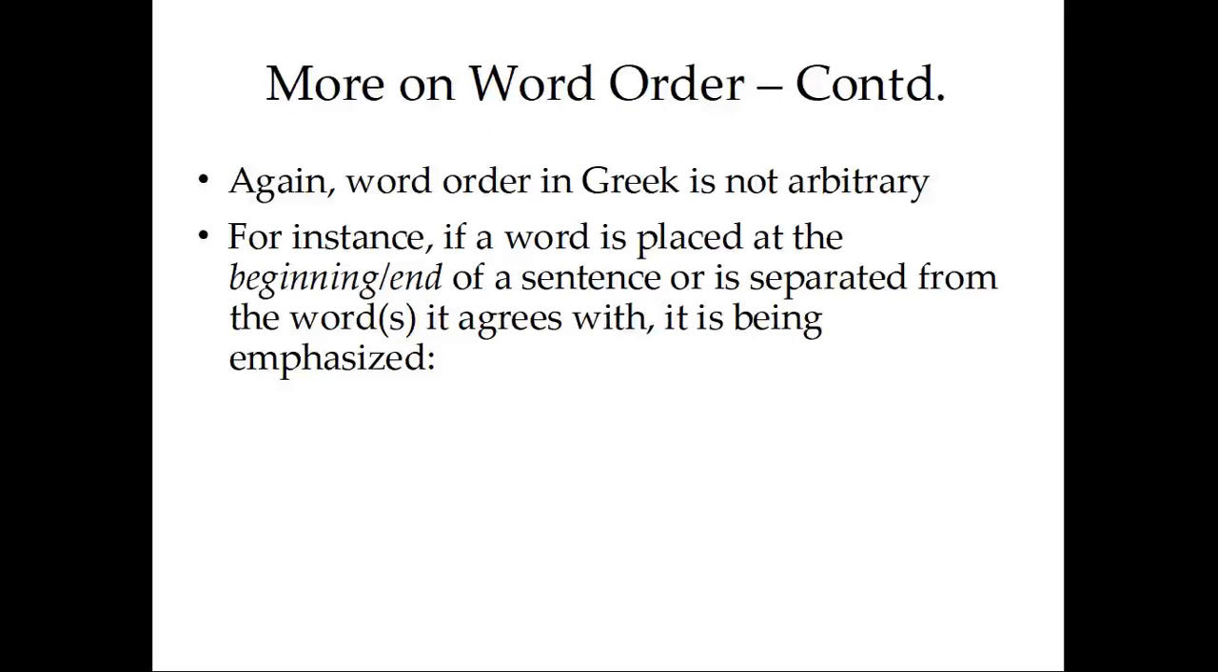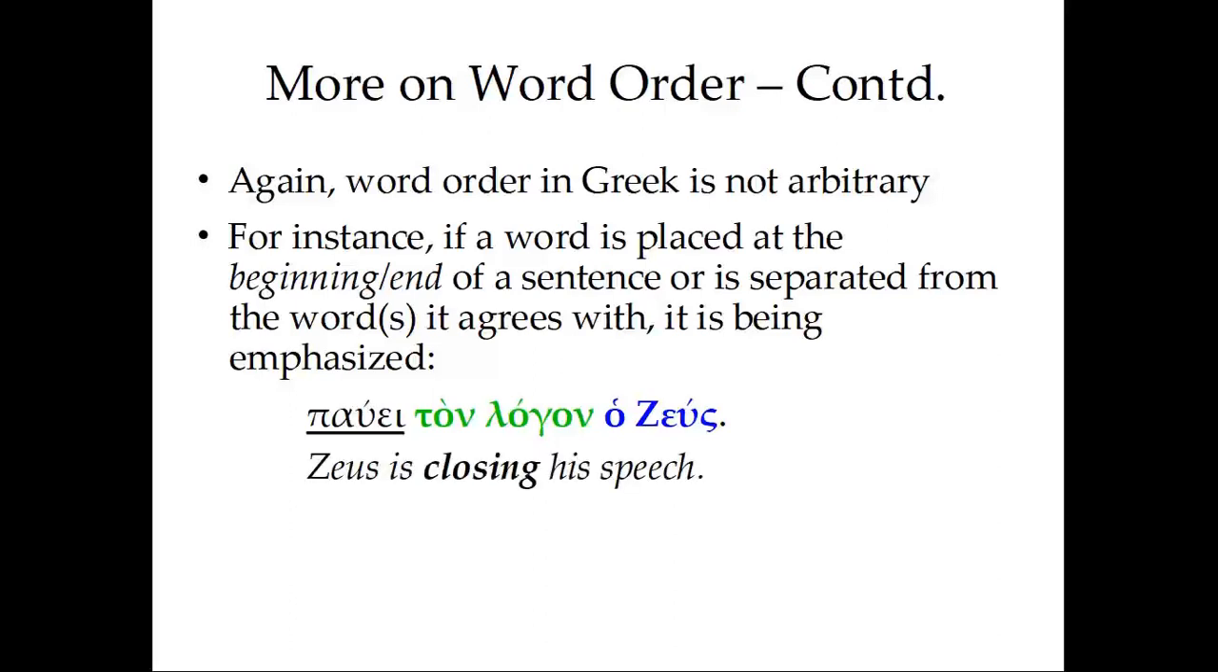Anyway, we see the same thing possible in Greek. For instance, pau e tan lagan has deus. This could carry the emphasis that Zeus is closing his speech as opposed to opening his speech. Let's say someone asked someone else, "Is Zeus opening his speech?" And the person might say, "No, pau e tan lagan has deus." Zeus is closing his speech. Emphasis often indicates that we are contrasting something with something else. So we've put pau e, the verb, at the beginning of the sentence to emphasize it.